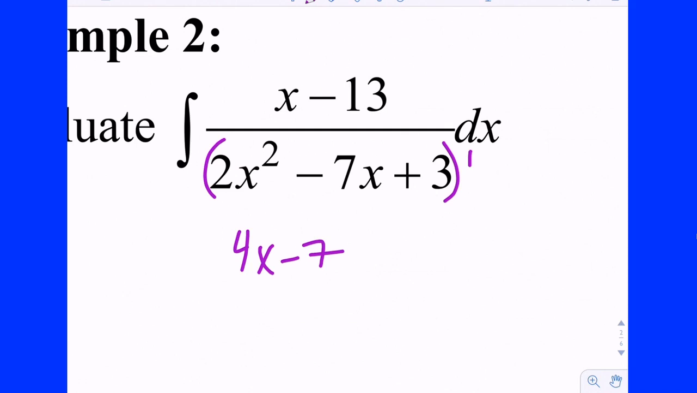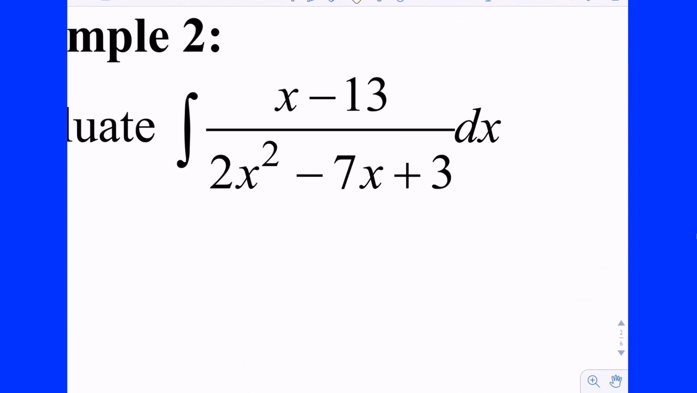That is, are we only off by a constant multiple? No. If I factor out the 4 to make the first term look the same, I get 7/4, which is not 13. So the derivative of that inside function is not the top. So that's not going to work. It's not going to be a natural log rule. Darn it. What else could I do?